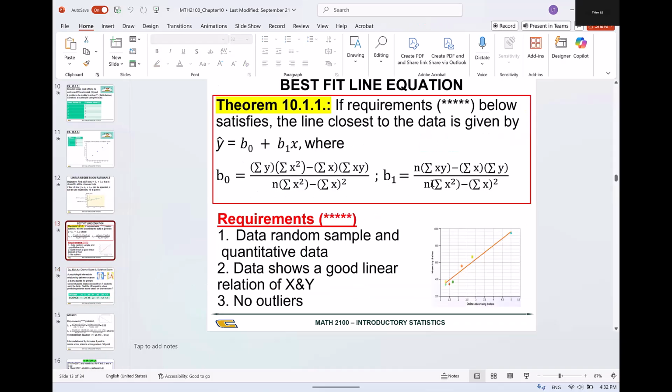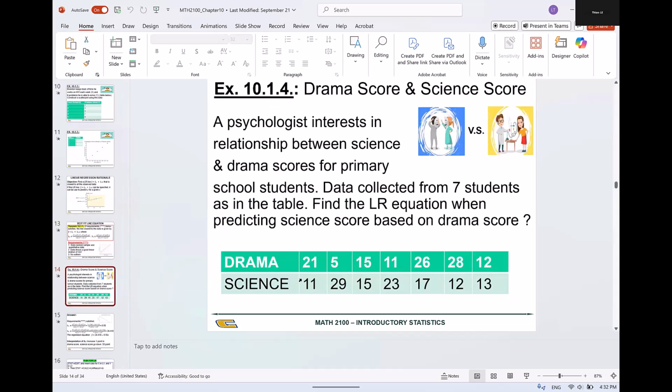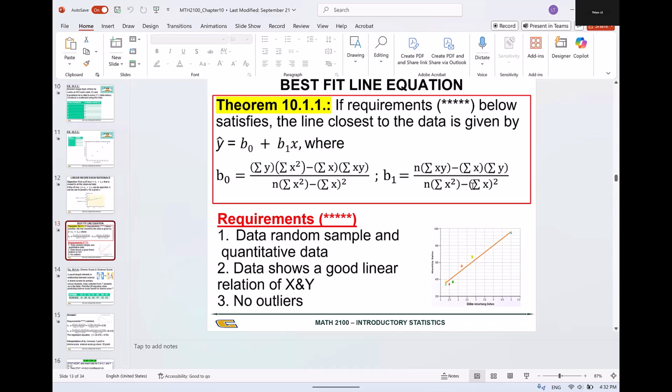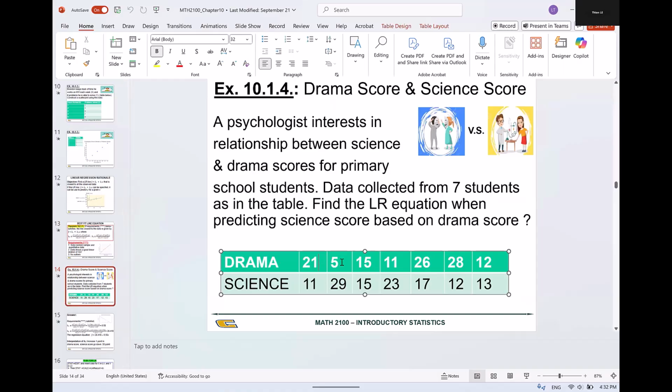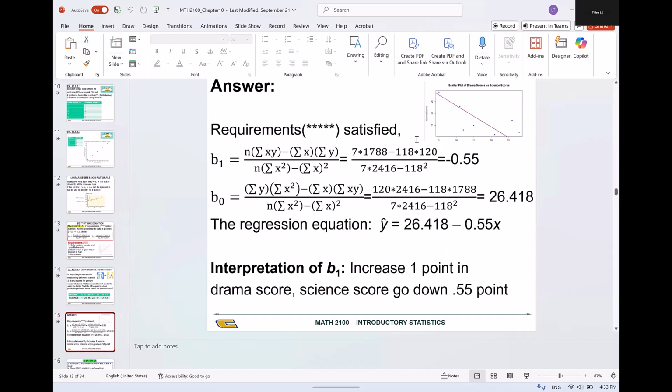And the denominator will be n, which is 7, times summation of x squared, which is 21 squared plus 5 squared plus 15 squared and so on, and subtract the summation of x, then squared. We have to be very careful here. So summation of x, in this case 21 plus 5 plus 15 plus 11 and so on, we add up and we square. If we plug in, we should be able to get this result here, which gives us B1, the slope for this relationship, equal to negative 0.55.